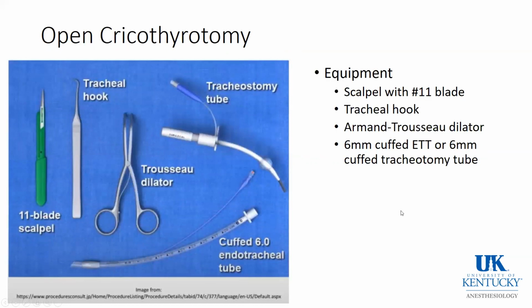When talking about an open cricothyrotomy, you can think a little bit about the equipment that's used. You'll have an 11 blade, that's the sharp blade here. You can see on the picture on the left a tracheal hook, an Armand Trousseau dilator. And you can see what that looks like here.